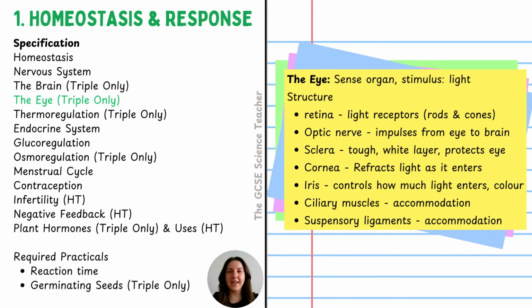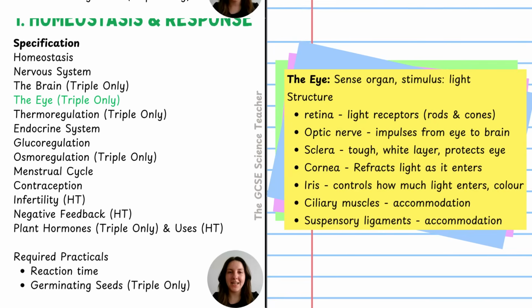Retina at the back of the eye contains light receptors called rods and cones. The optic nerve allows electrical impulses moving from the eye to the brain to help us perceive images. The sclera is a tough white layer that protects the eye. The cornea refracts light as it enters the eye. The iris controls how much light enters and has a color to it. Ciliary muscles and suspensory ligaments help with accommodation, which we're going to talk about next.